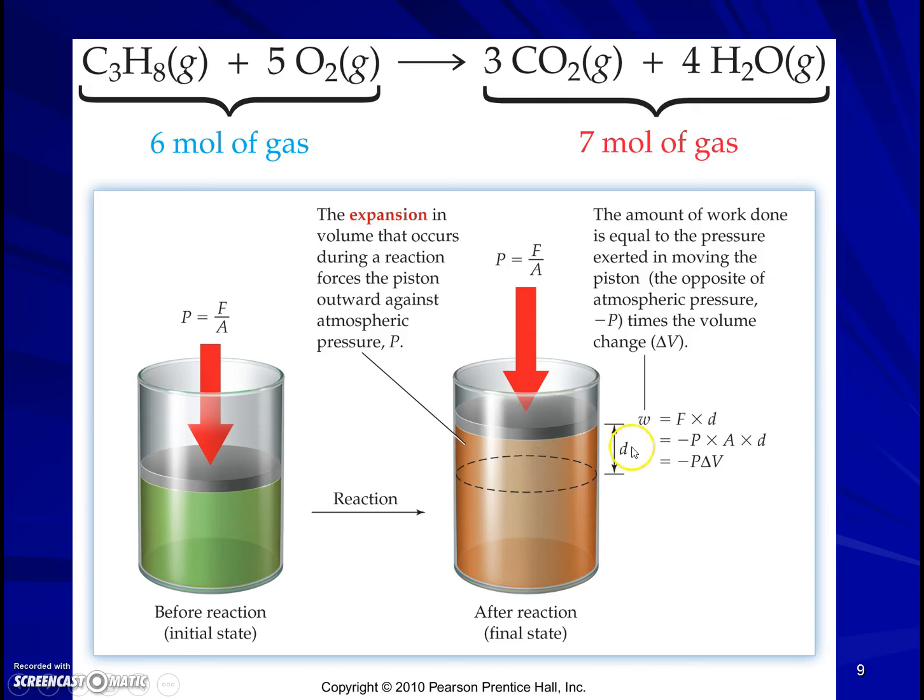And the amount of work that gets done is going to be force times distance, or it's going to be the negative of the pressure times the area of the circle times the distance, because the volume of this part of the container is the area of the circle times the height of the cylinder that changed. And so that's how we calculate work in chemical reactions that generate gases.